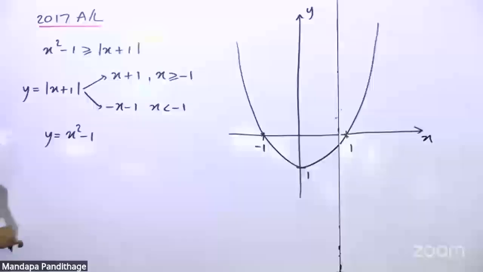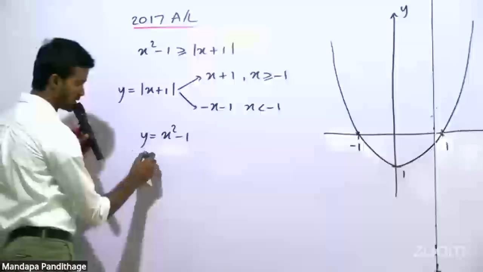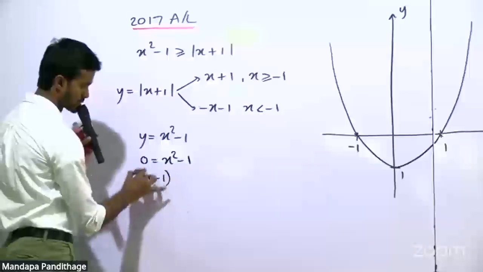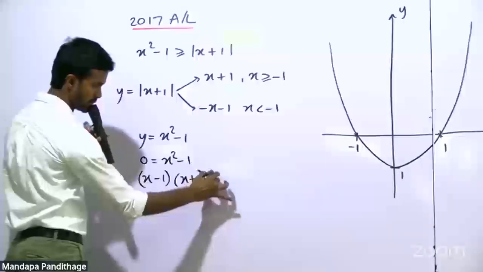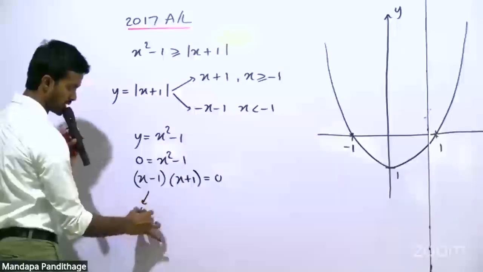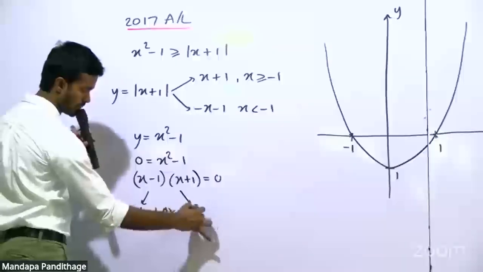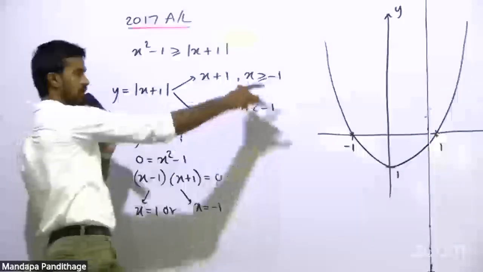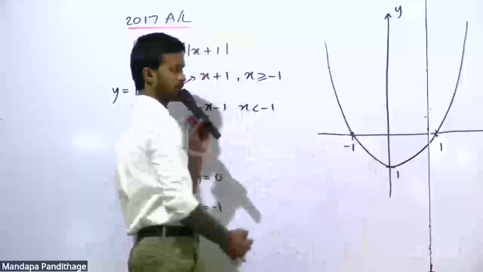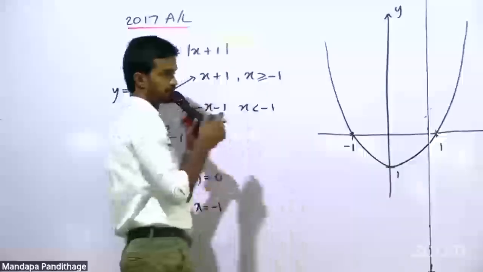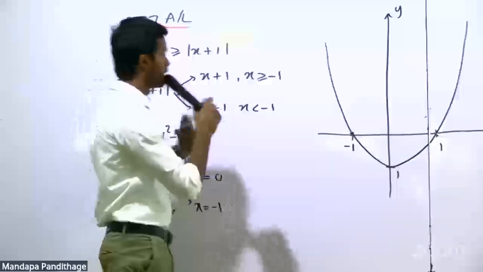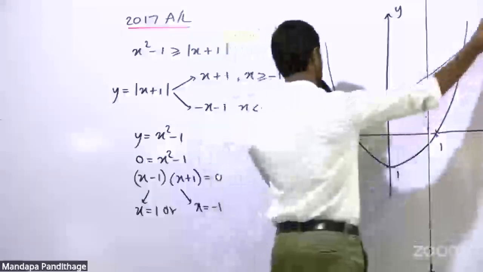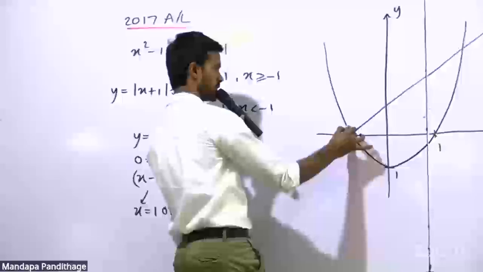Now we got y is equal to this. And now when y is equal to 0, you have x minus 1 and x plus 1 is equal to 0. So you get two values: x is equal to 1 or x is equal to minus 1. So finding these 2 points is important because it's a turning point. So we need to know these are the 2 points, minus 1 and plus 1. And now draw the graph: when it is greater than minus 1, you get this, and when it is less than minus 1, you get this.